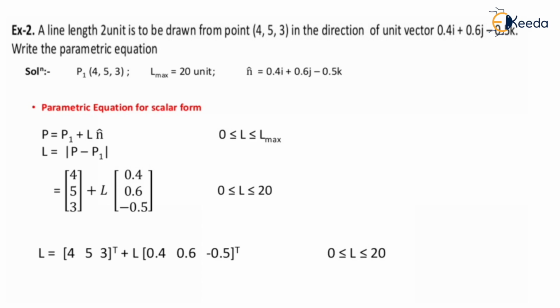So the parametric equation of the line will be (4, 5, 3) transpose plus L times (0.4, 0.6, -0.5) transpose, with L between 0 and 20. When we put values such as L equal to 5, L equal to 10, we will get points on that particular line. So that we call the parametric equation. Hope you understand well.